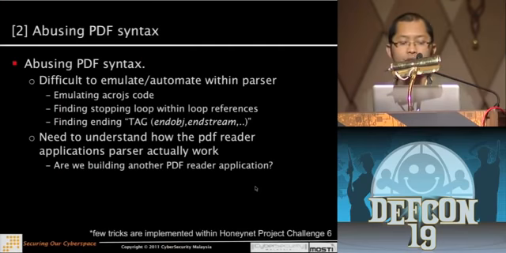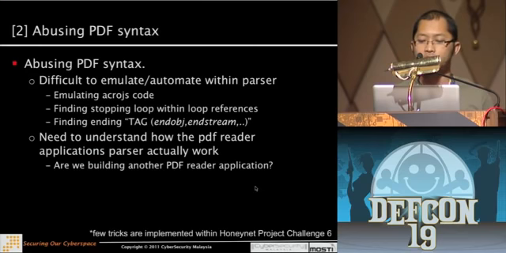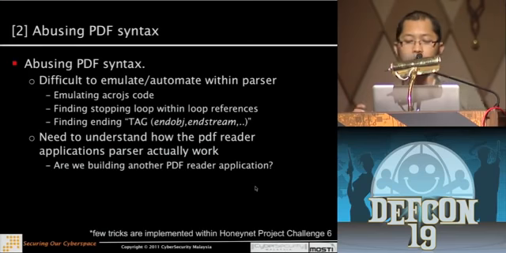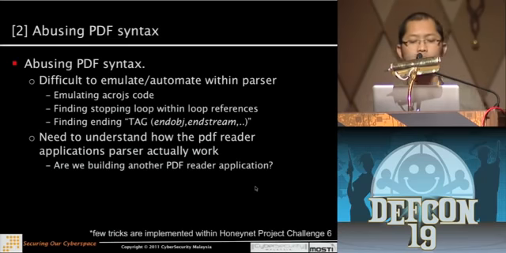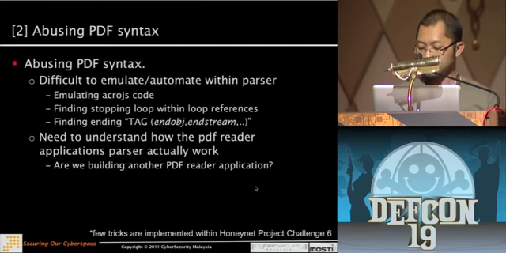Okay, so another thing, like I mentioned, is that this is difficult to emulate or automate within the parser. Something like I mentioned earlier: emulating AcroJS code, finding stopping loops, and finding the ending tags for endobj and endstream. And of course, you need to understand how the PDF reader application's parser actually works. But then, are we building another PDF reader application? I think not, right? We are building a parser to analyze the malicious PDF.